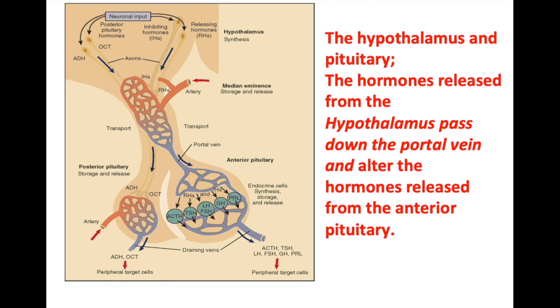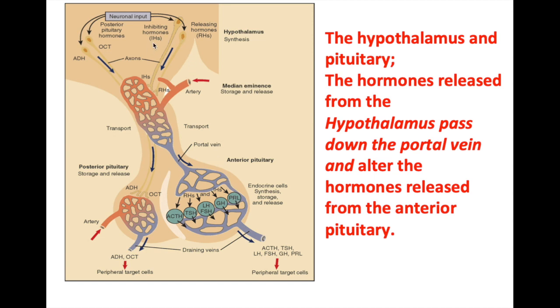And there are two lobes. You have the posterior pituitary, which secretes antidiuretic hormone and oxytocin. And then the anterior pituitary creates and stores ACTH, TSH, LH and FSH, growth hormone and prolactin.